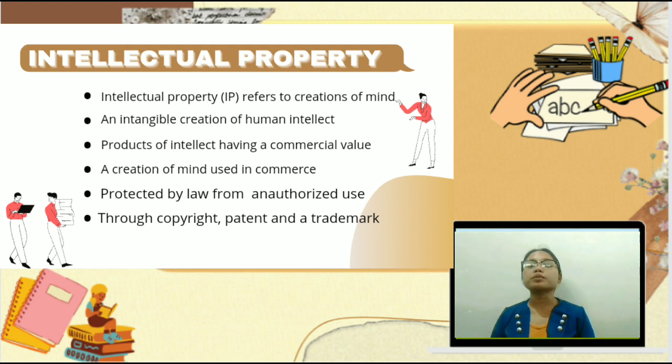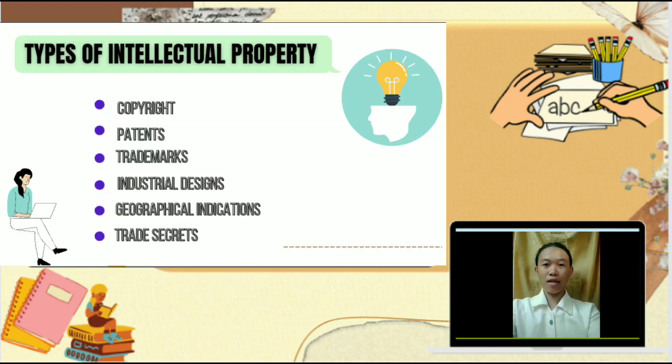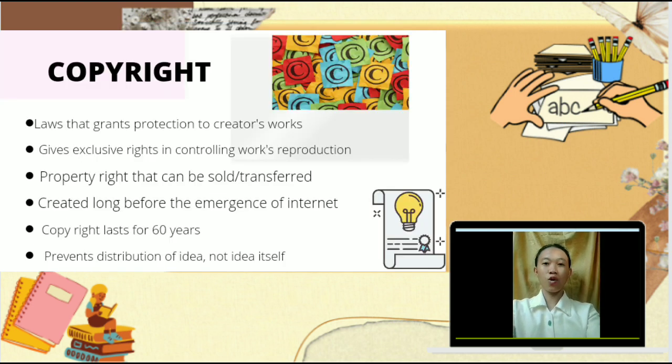This intellectual property has its types, and that will be discussed by Miss Christine Valera. So, let's move forward to the types of intellectual property. These are the copyright, patents, trademarks, industrial designs, geographical indications, and the trade secrets. So here is the copyright.